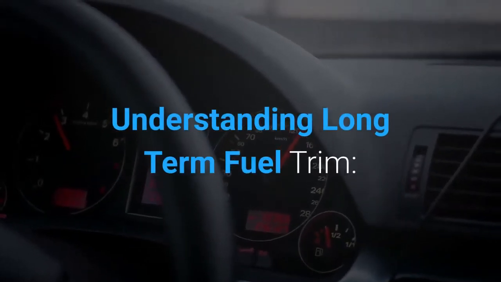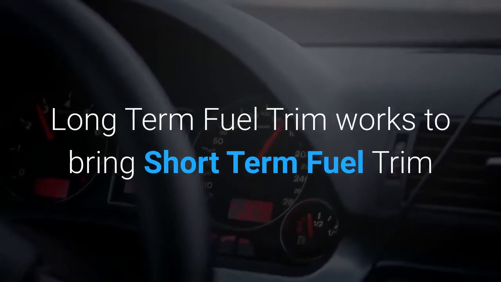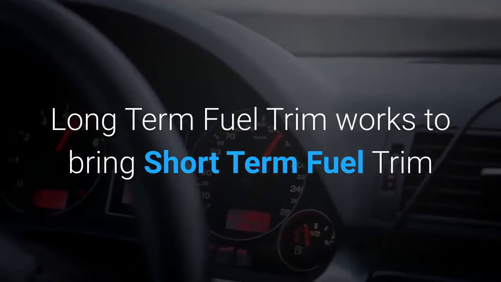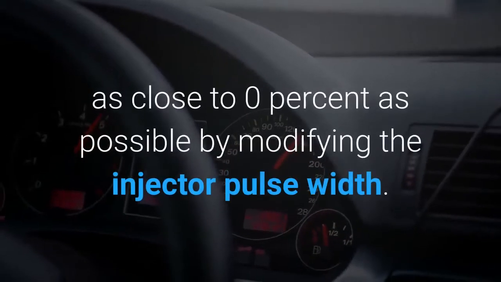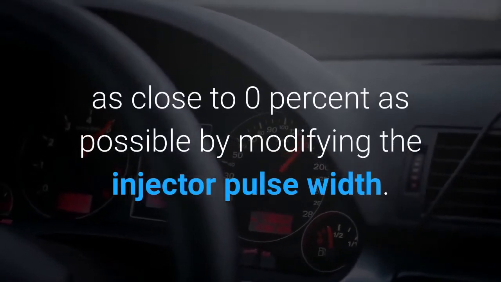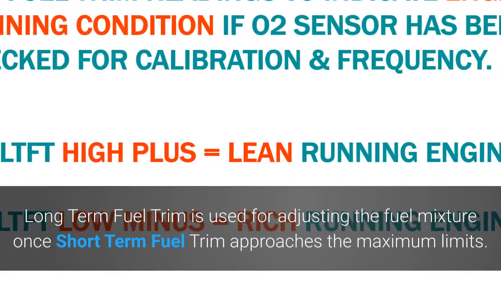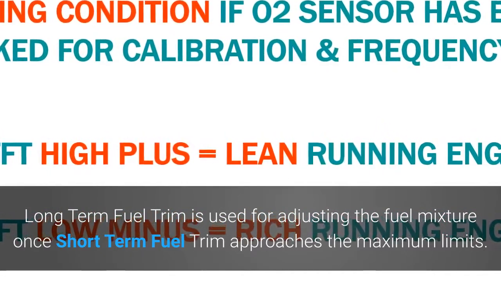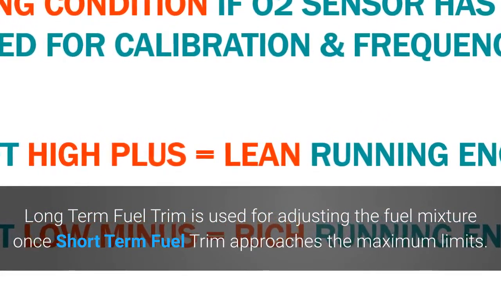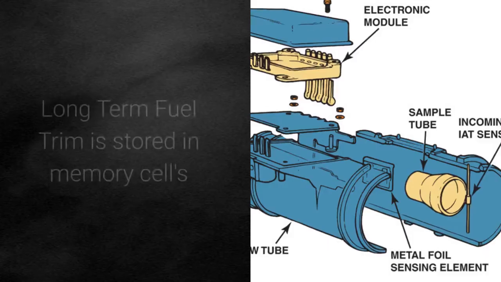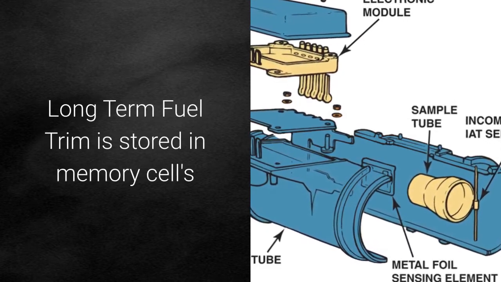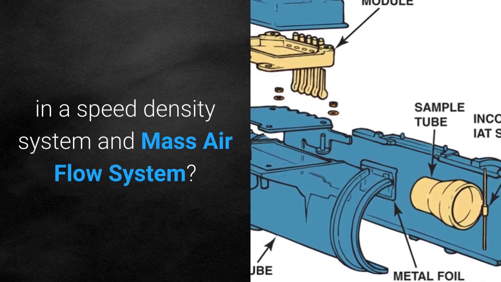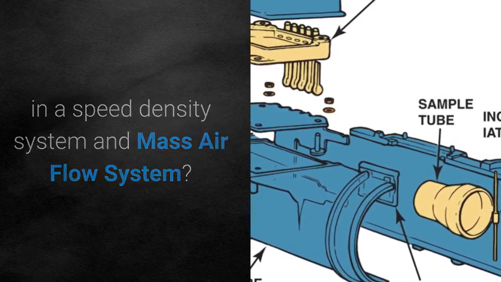Understanding long-term fuel trim. Long-term fuel trim works to bring short-term fuel trim as close to 0% as possible by modifying the injector pulse width. Long-term fuel trim is used for adjusting the fuel mixture once short-term fuel trim approaches the maximum limits. Long-term fuel trim is stored in memory cells in a speed density system and mass airflow system.